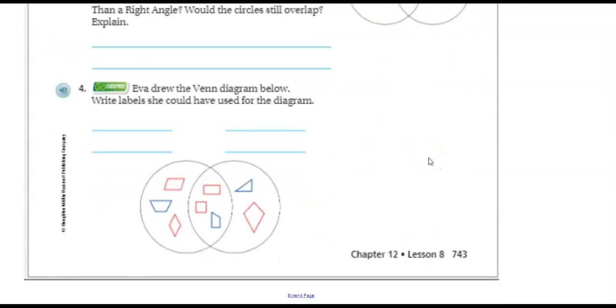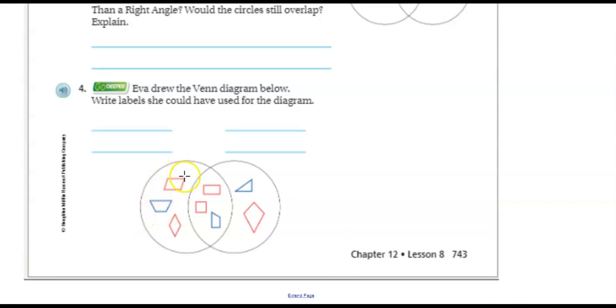So we're going to go a little deeper. Eva, she drew the Venn diagram below. Write labels that she could use for her Venn diagram. So now she already has them all organized. Now you have to decide what is the left side and what is the right side. So if you look at these, 1, 2, 3, 4, 1, 2, 3, 4, 1, 2, 3, 4. So they all have how many sides? 4 sides is correct.